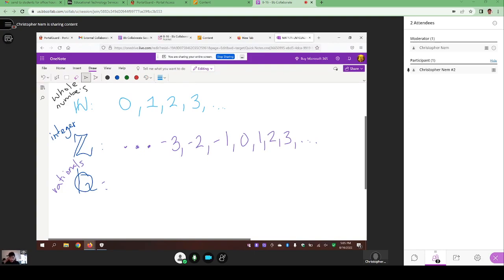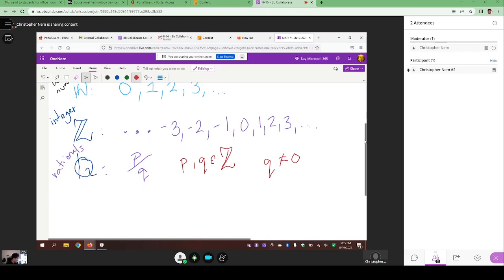are any numbers that can be represented as P over Q, where P and Q are elements, or belong, to the set of integers. This symbol that you see next to the Z means belongs to. P and Q are integers. The only exception is Q cannot be equal to 0, and the reason why is because we don't want a fraction divided by 0. That gets into dangerous territory.